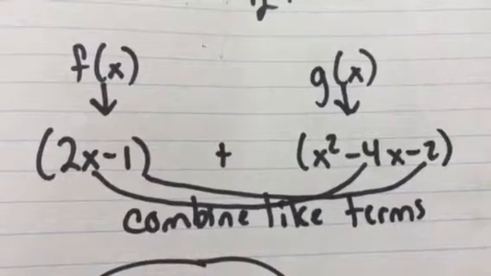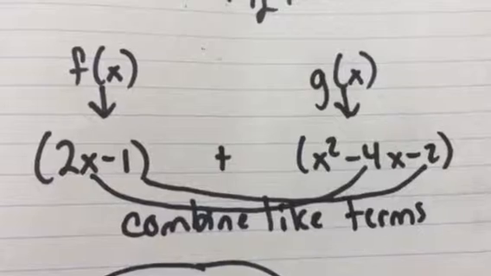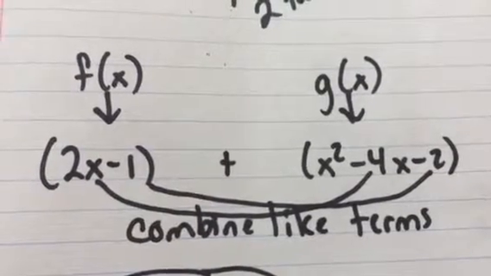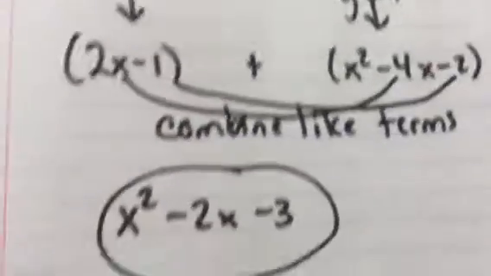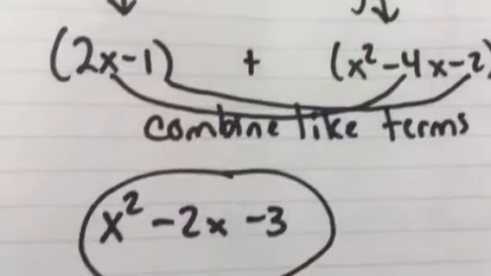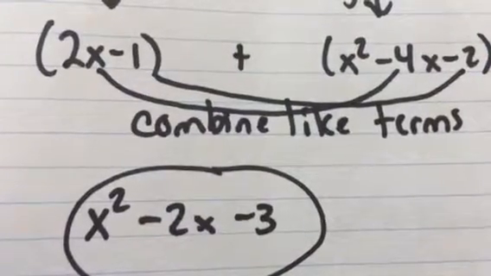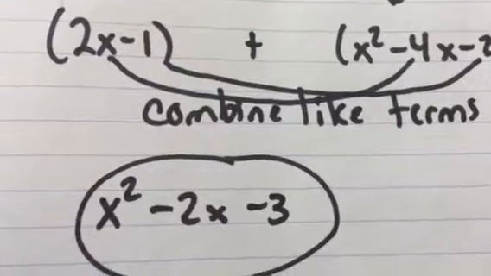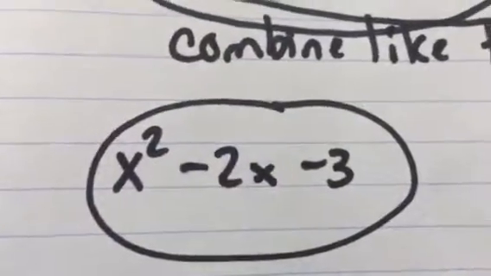And when we add, just remember from junior high math, we're just combining like terms. X squared does not have another x squared from the other function, so we can go ahead and just drop that down. And then 2x minus 4x equals negative 2x, and negative 1 plus a negative 2 equals negative 3. So x squared minus 2x minus 3 is your final answer.